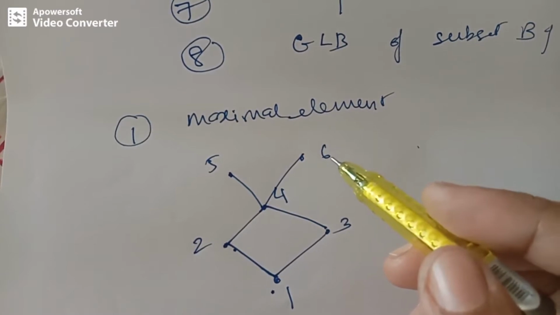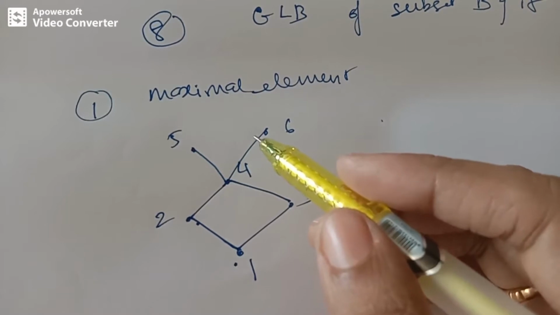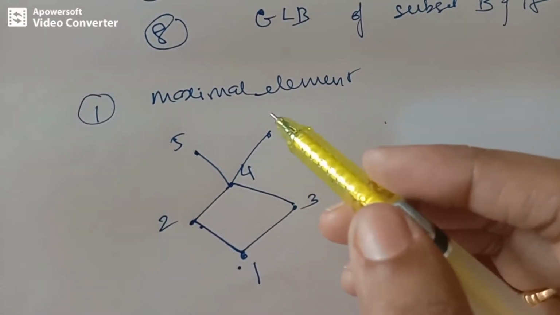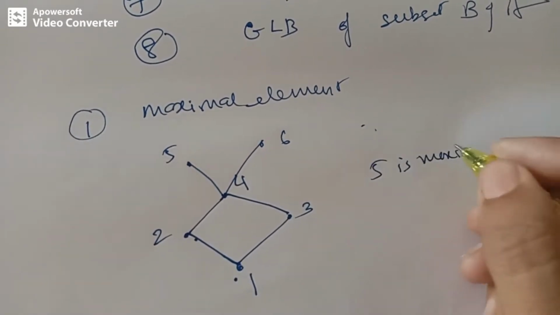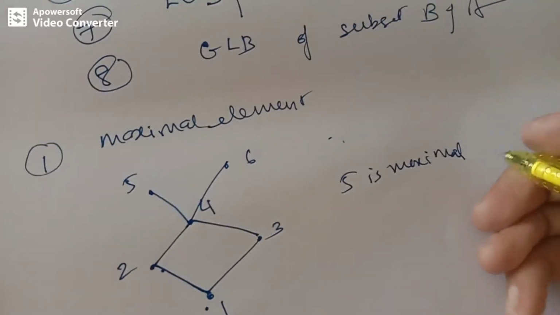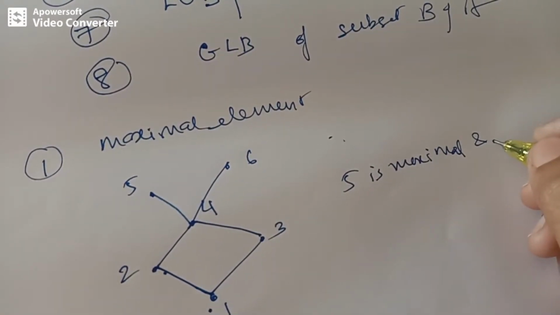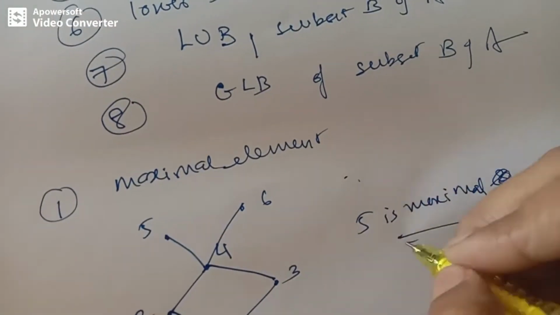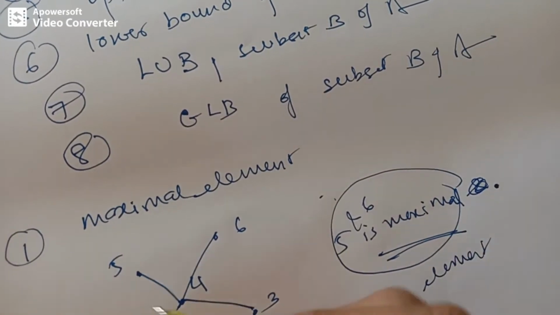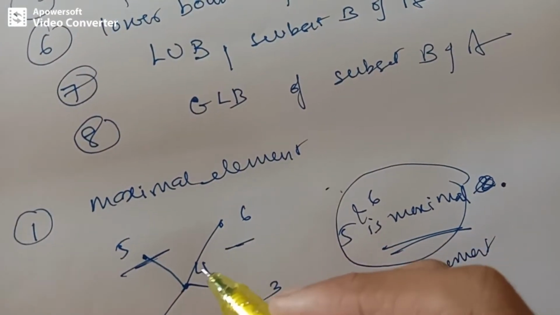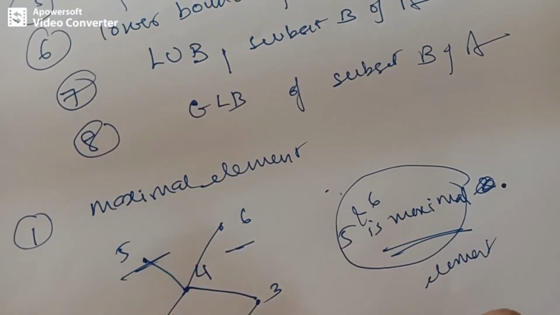Now you find that 5 and 6 are the top elements. According to this Hasse diagram, 5 and 6 are the maximal elements. Now we are talking about maximal elements. Here 5 and 6 are the maximal elements in this Hasse diagram. And 1 is your minimal element.